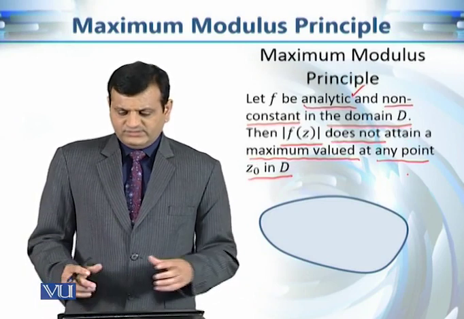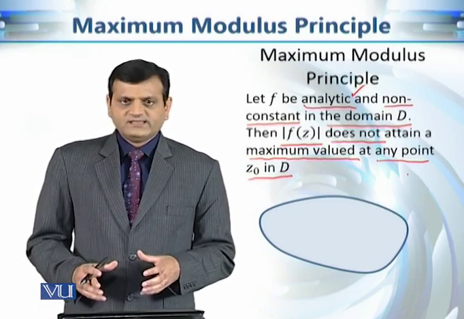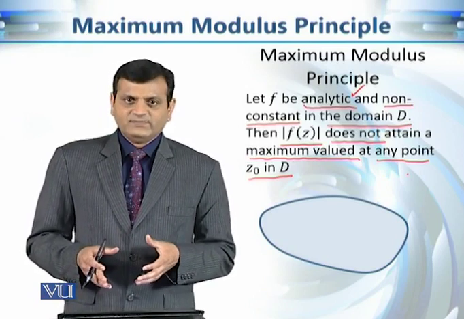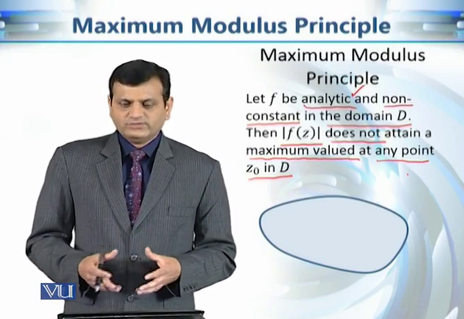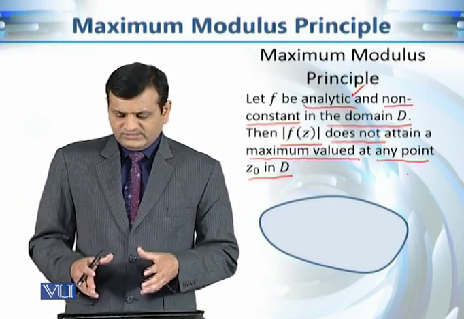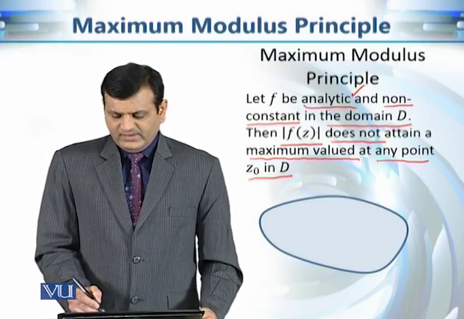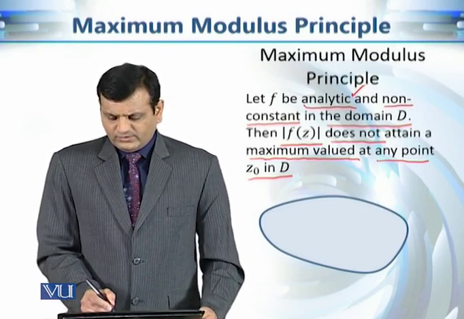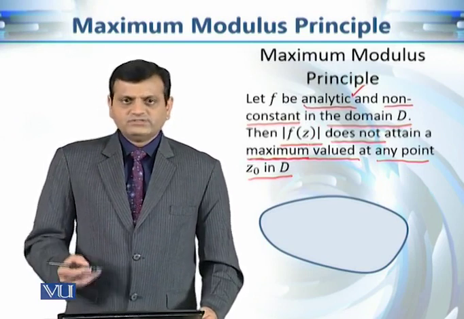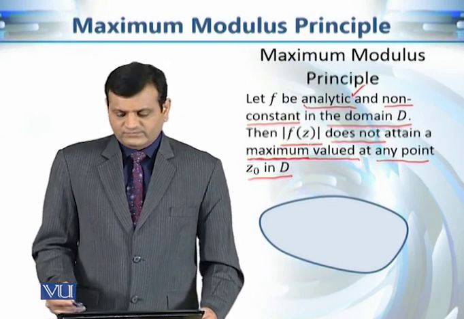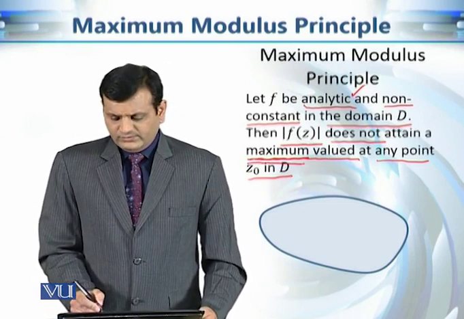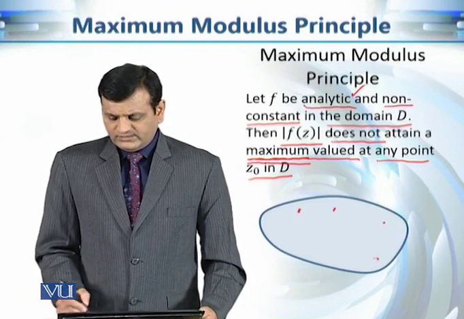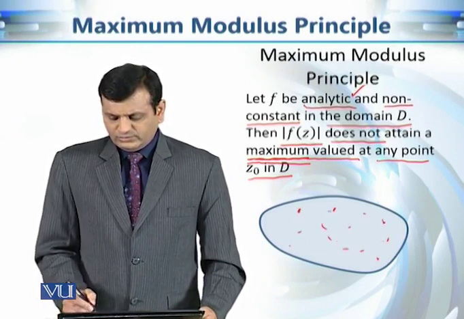Okay, so this main result is basic in this direction where we want to understand the maximum and minimum value of the modulus of a function. So this result says that the maximum and minimum value, or in this case only the maximum value, and as a consequence we will see the minimum value as well. So the maximum value does not exist at any point in this domain D.